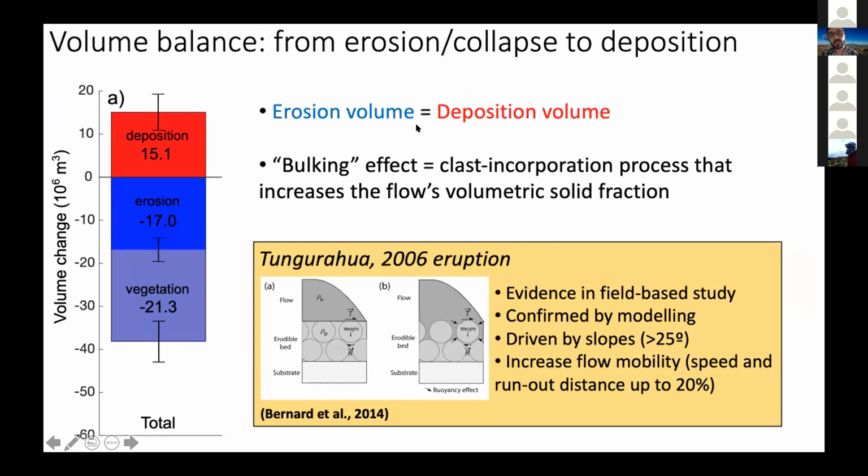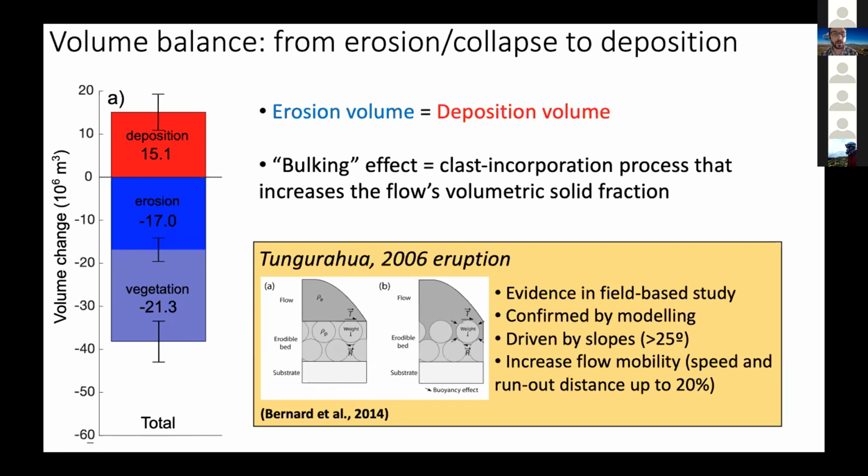So bulking is the clast incorporation process that increases the flow volumetric solid fraction. You see here an example on the Tungurahua 2006 eruption. You have an incorporation of material due to the frictional stress on the bed here. Now, incorporated material increases the flow mobility, and can speed up and increase the runout distance by up to 20% in this case. And this is mostly driven by slopes above 25 degrees.